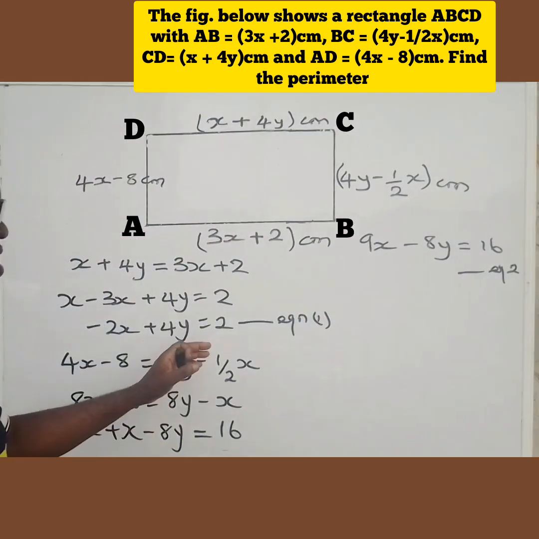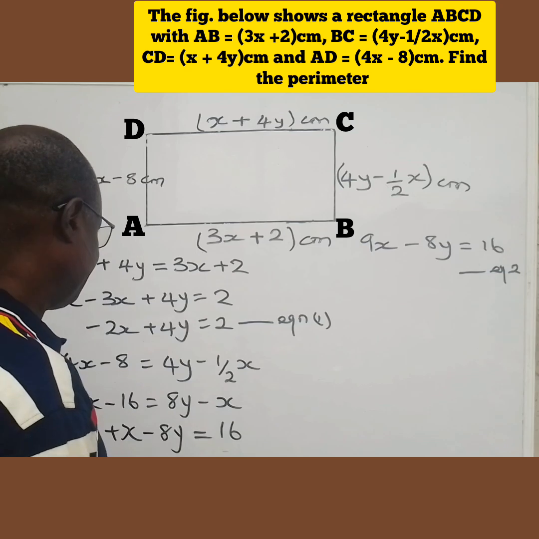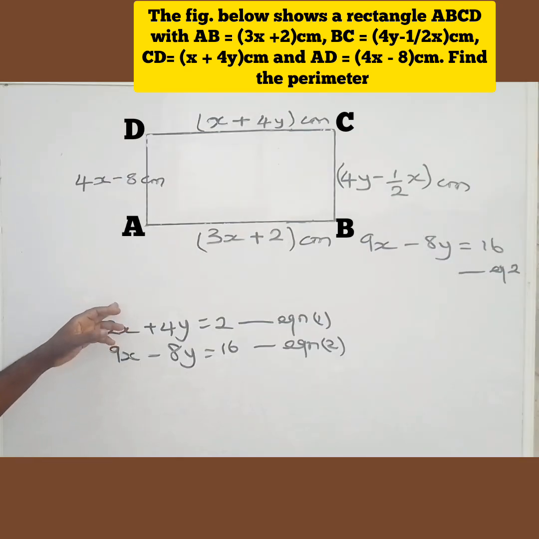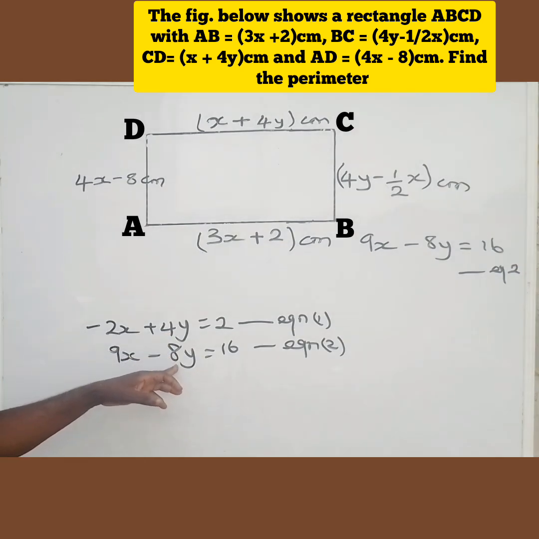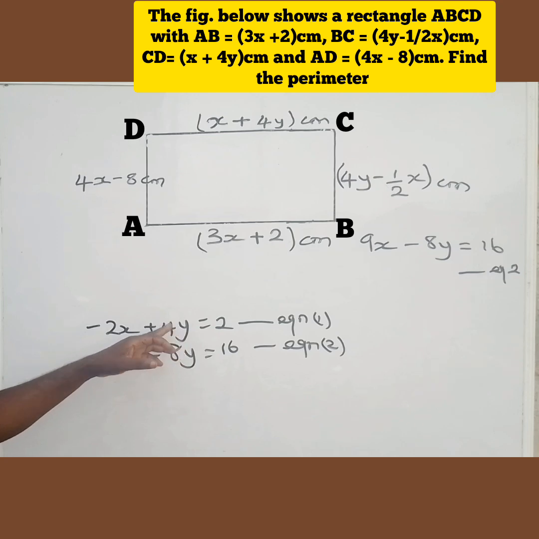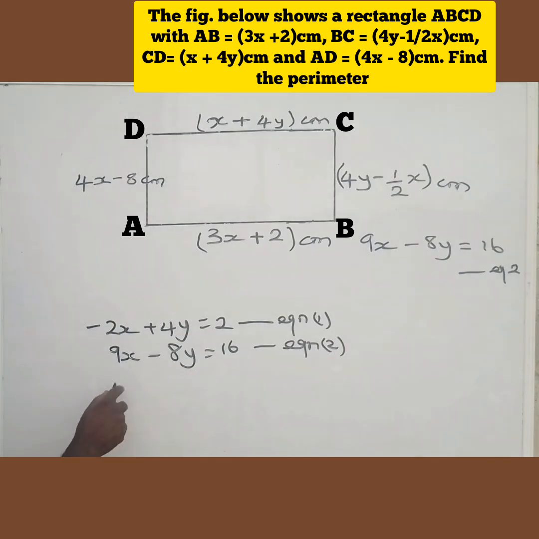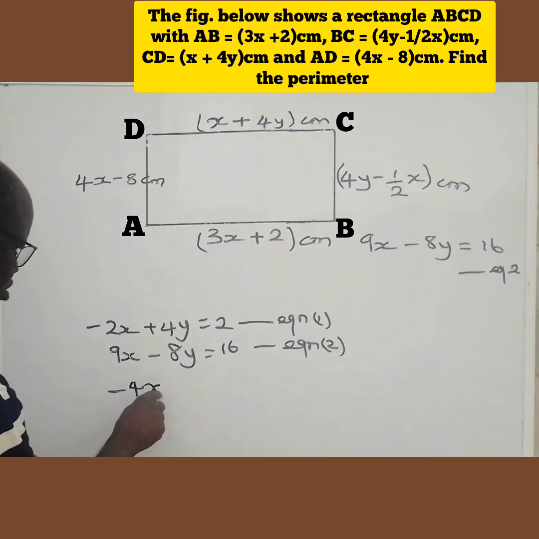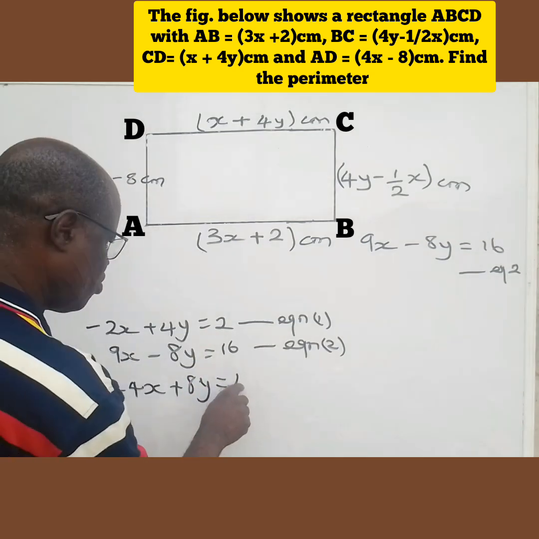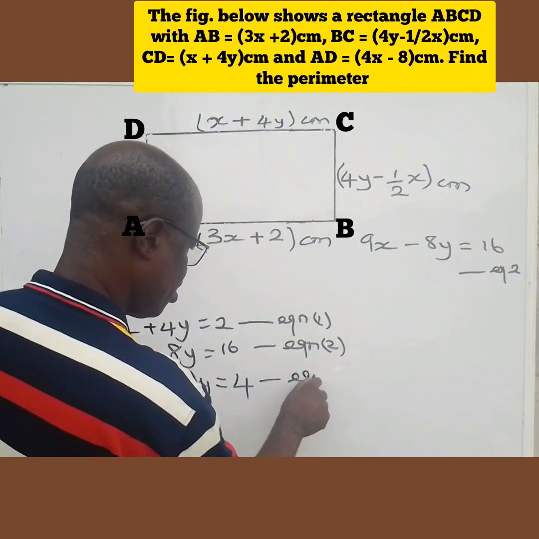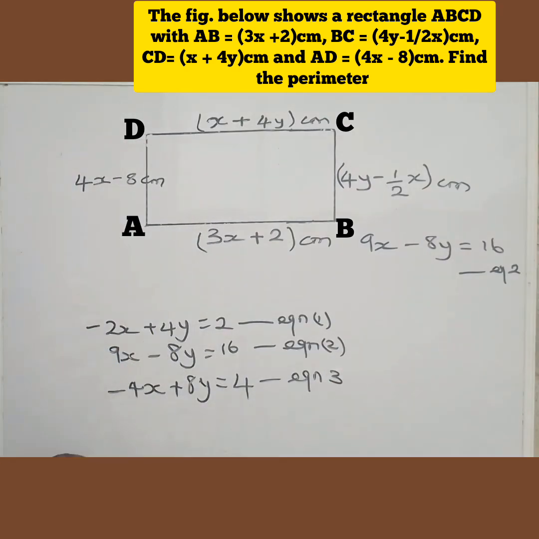Now let me bring equation 1 and equation 2 together. I want to make equation 1 look a bit like this, so that this will be 8y and this also will be 8y. To do that, I can multiply each term by 2. So let me multiply each term by 2: 2 times this, 2 times 2. So let me call this equation 3. So I'm left with these two equations.